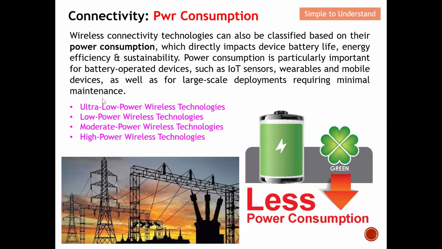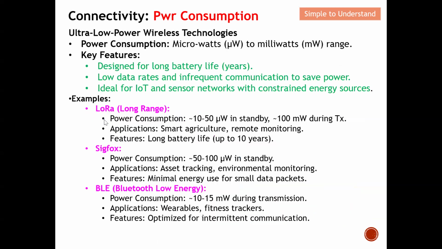Under power consumption, we have categories: ultra low power, moderate power, and also high power consumption. Let's take a closer look, starting with ultra low power wireless technology. When we mention ultra low power, it means the power consumption is in terms of microwatts or maybe up to a maximum of milliwatts. We design this mainly to prolong the battery life as long as possible.